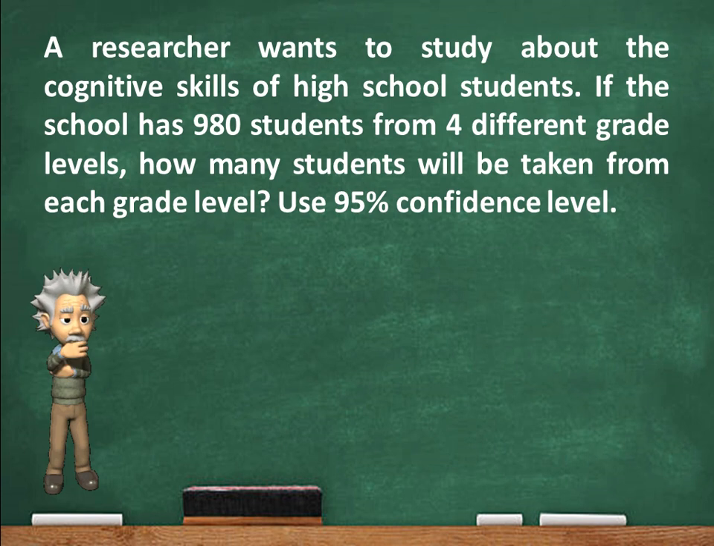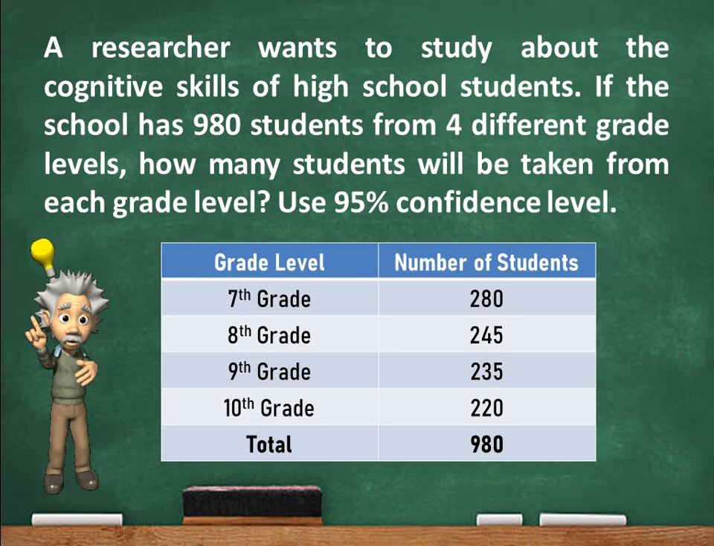Allow me to show you the data of the population of that particular school. In that school, there are 280 grade 7 students, 245 grade 8 students, 235 grade 9 students, and only 220 grade 10 students, a total of 980 students.